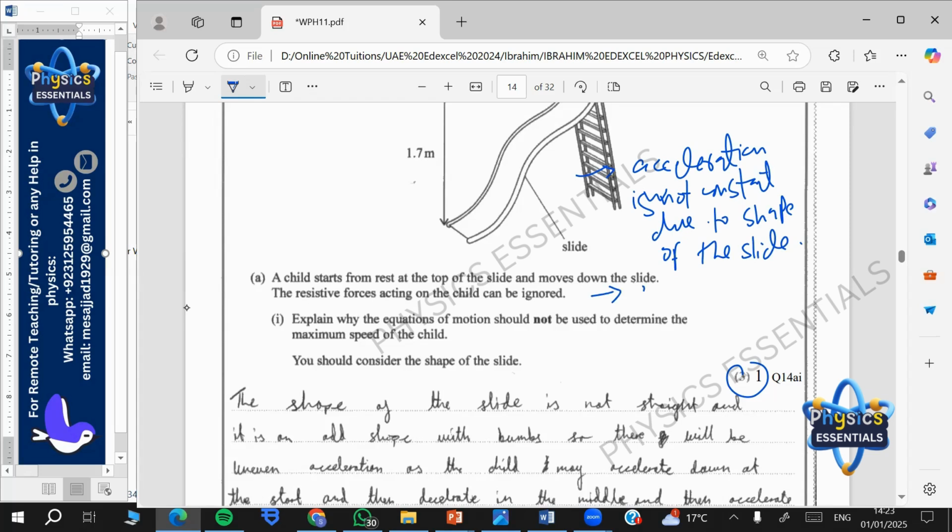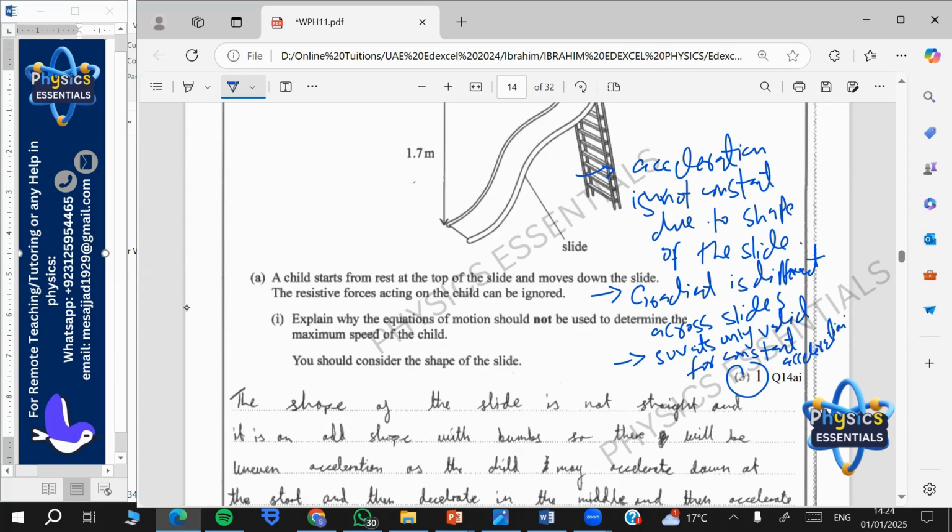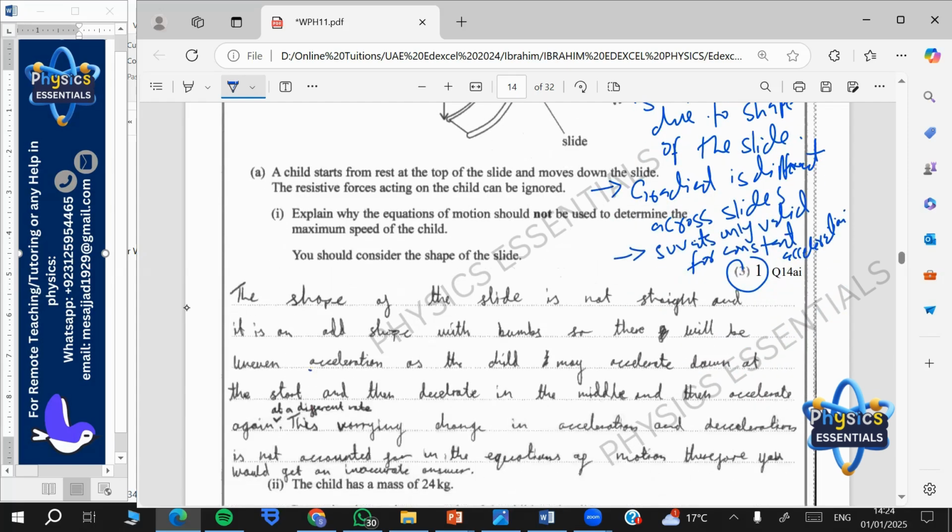And the second one was gradient is different. Gradient is different across slides. And third one is SUVATs only valid for constant acceleration. Okay. Without constant acceleration, you cannot apply the SUVATs. So these were the three reasons, but he mentioned only acceleration, nothing else. He said no constant acceleration, therefore the equations of motions cannot be applied.